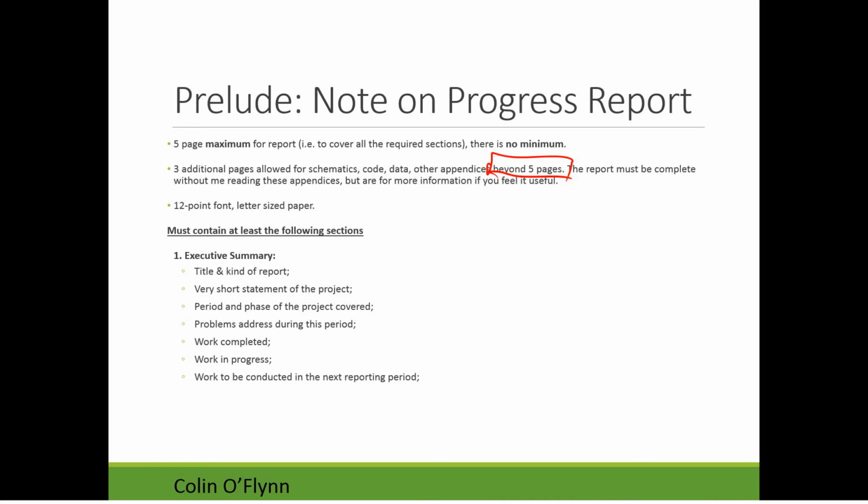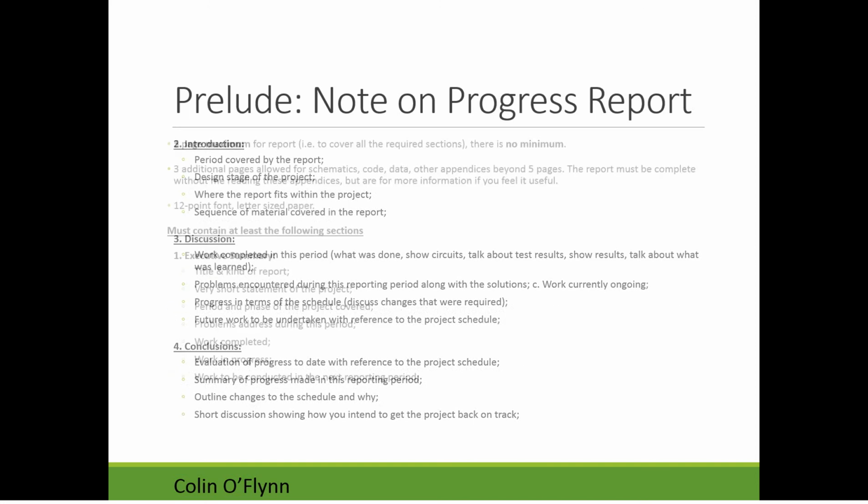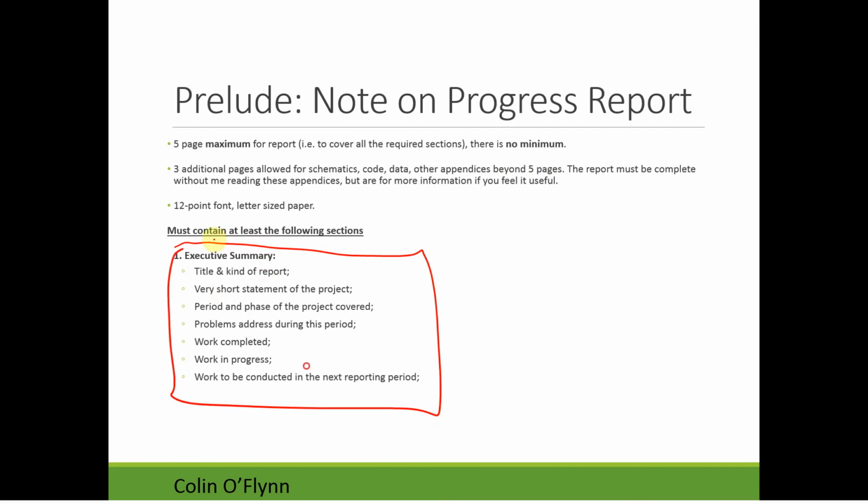So what are the topics? The topics are basically the following, 4 sections. At the beginning, you should have an executive summary. This is basically a shorter version of the entire report, so you can see what it includes. A short statement of what your interpretation of the project is, what period and phase this report's covering.